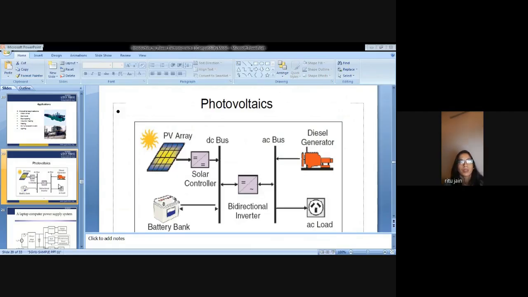So what happens when sunlight falls on the PV array? It converts it into DC, and the DC is stored in the battery. Then it is fed to the inverter. So what is the use of the inverter? The inverter converts DC to AC. Then it is transferred to the AC bus system, and this AC you can use for AC loads or with a diesel generator. So you can see the PV array, the photovoltaic cell, is also a power electronics device.